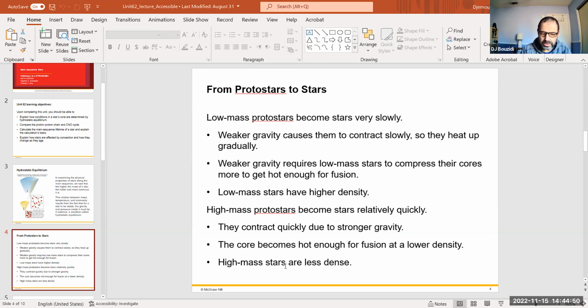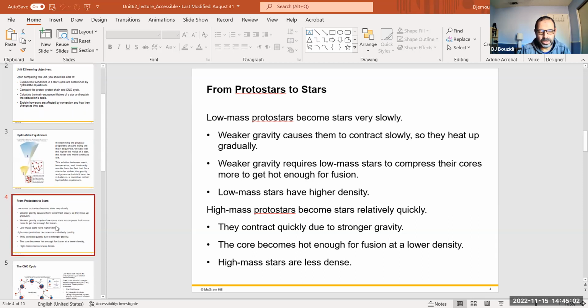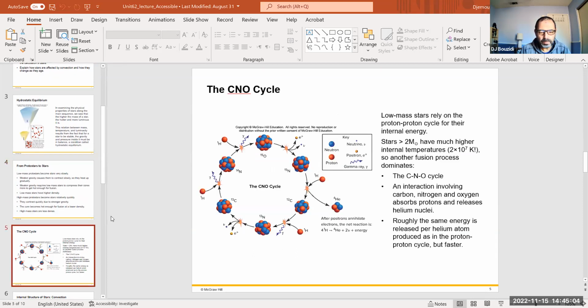So high mass stars have a less dense core than that of low mass stars, because they start the nuclear reaction too soon compared to low mass stars. So this is a distinction between the two.